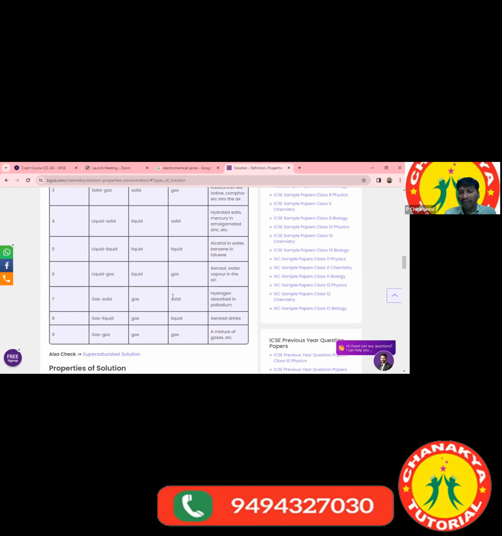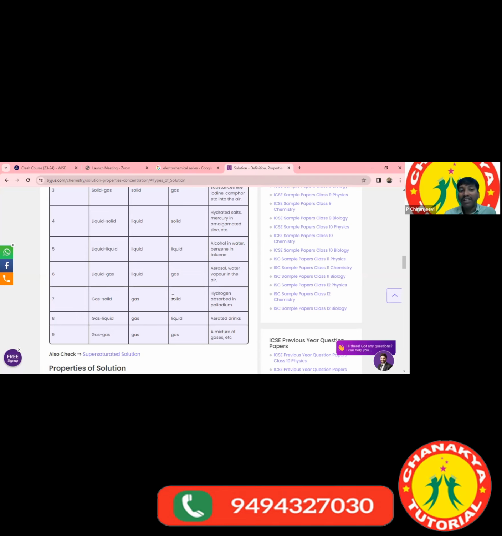Okay, next, liquid solutions. What are the examples of liquid solutions? Alcohol in water, water in milk. Water in milk we can also take as a liquid solution. And with non-polar solvents, benzene is dissolved in carbon tetrachloride, and carbon disulfide is dissolved in benzene. All these are examples of liquid-liquid solutions.